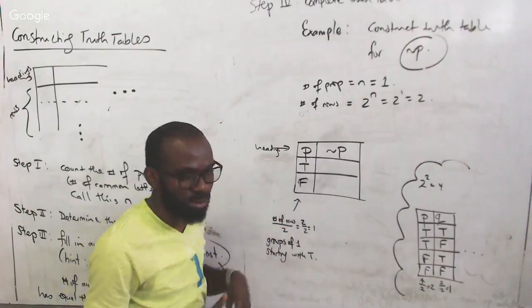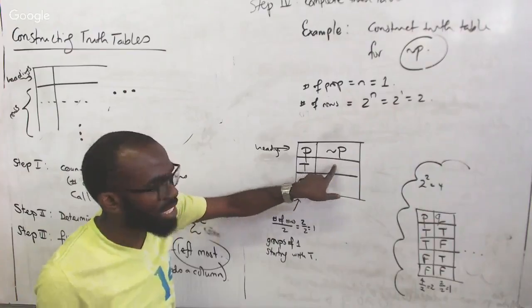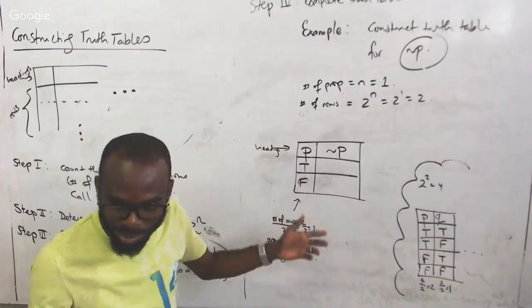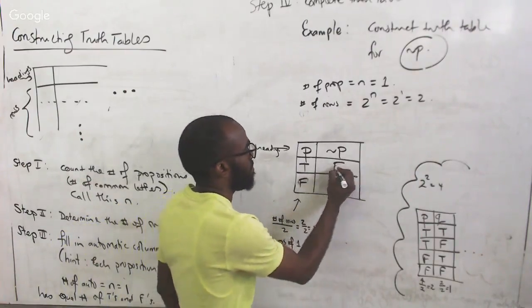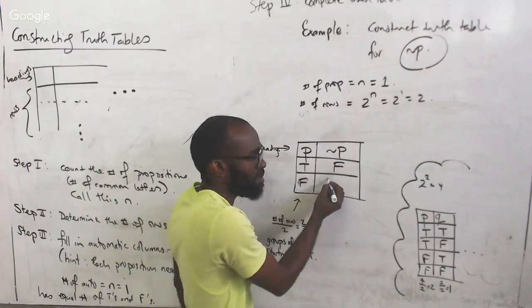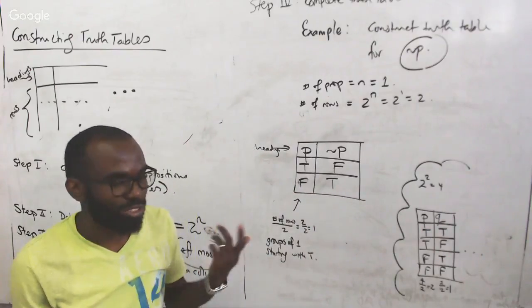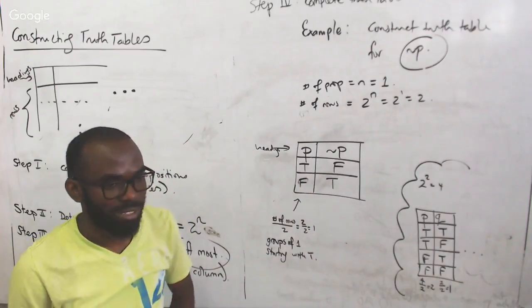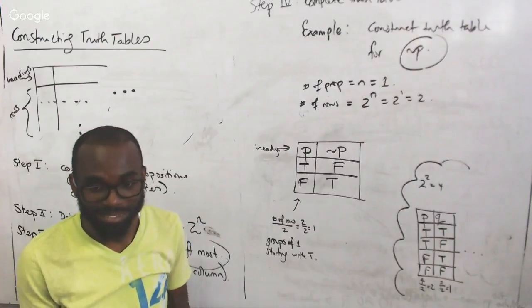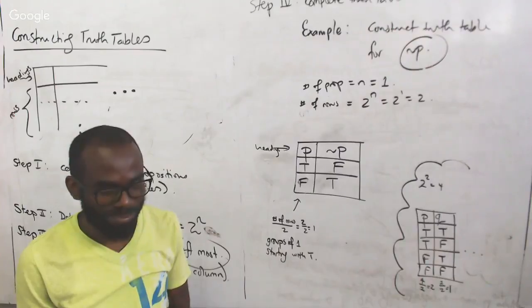In this case now, it's supposed to be very easy. If P was T, what is not P? The opposite of it. And if P was F, then what is not P? The opposite. That's how we construct the truth table for negation P. That's it. We're going to get some more examples, right?